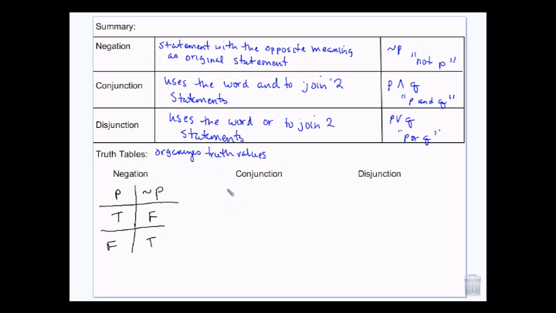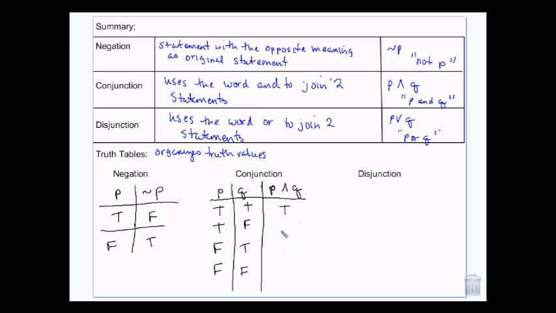The next one we have would be a conjunction. So I'd have P, Q, and both, P and Q. I need better lines. Sorry. Just erase this line. Okay, if P and Q are both true, P and Q is true. True and false is false. False and true is false. False and false is false. So you can see the only way you'll get a true with P and Q is if they're both true.